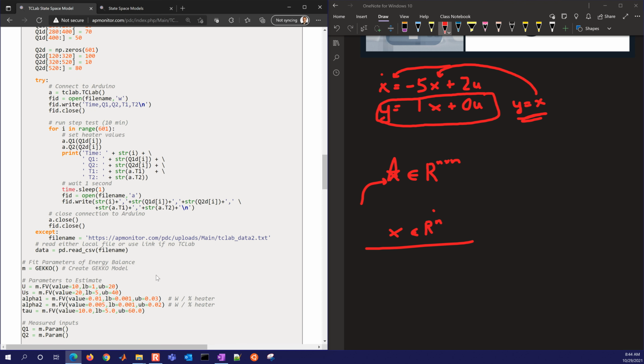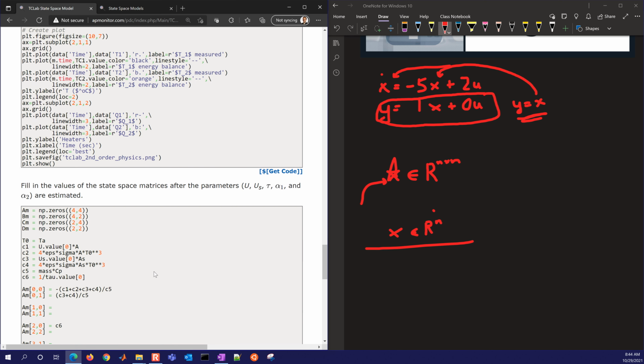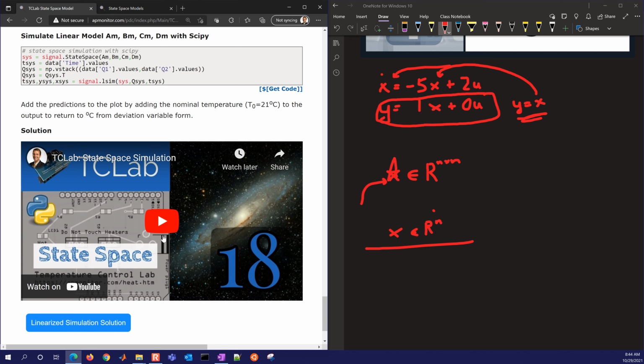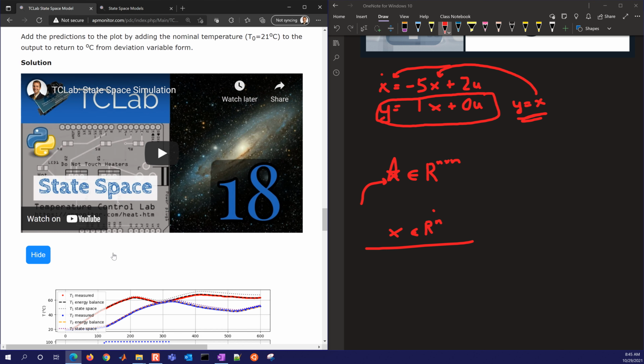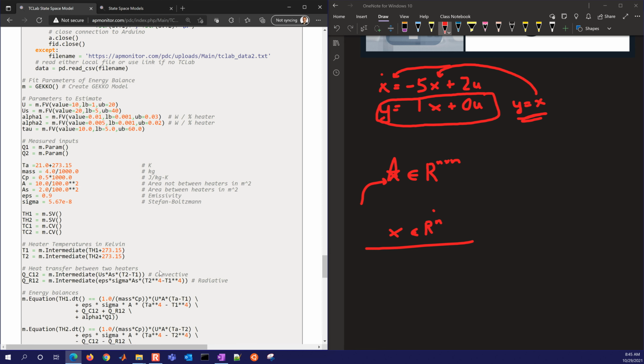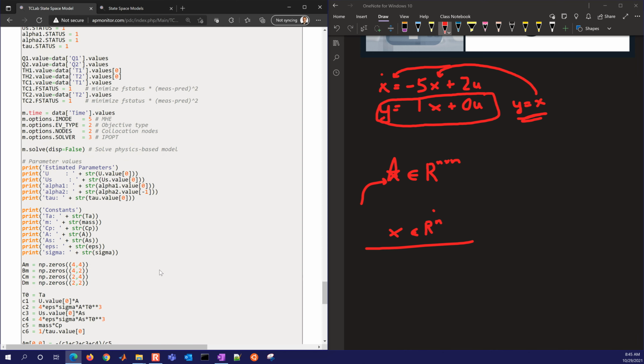Okay, and then here's some code to help you get started. That one's a little bit longer, so I do recommend you go to the solution if you need some help with this. Okay, and there's also a solution here with the linearized system, and you can compare it to the nonlinear response.